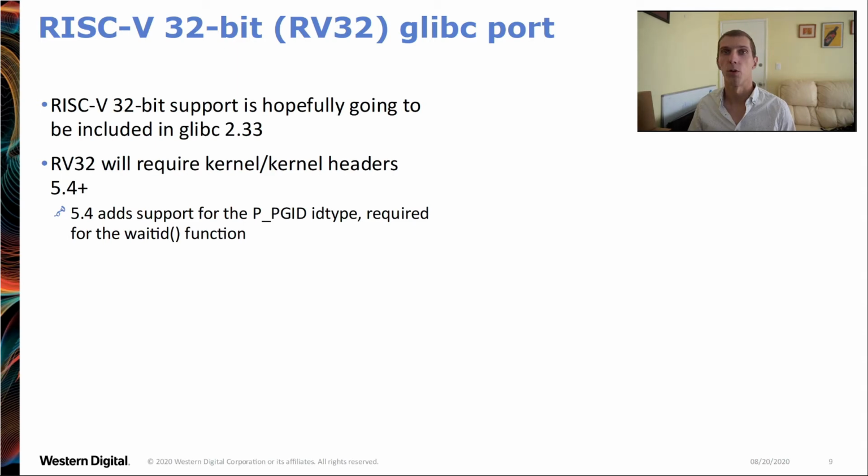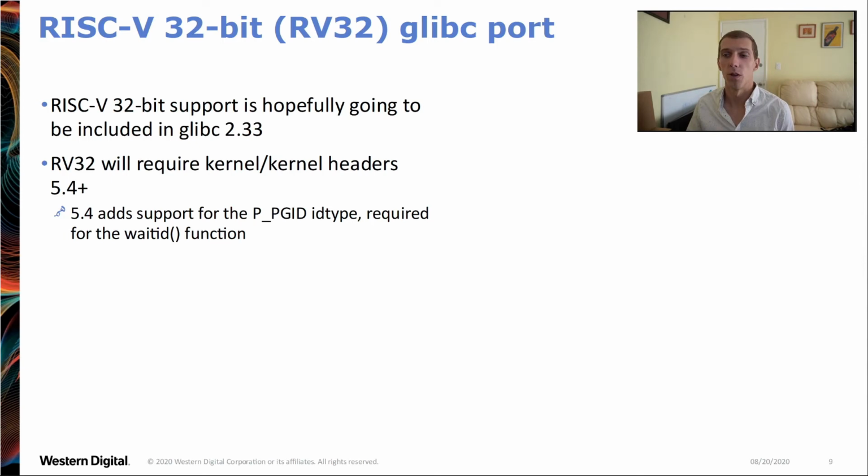The 5.4 kernel fixed this by adding the P_PGID ID type for the waitid function, and this is what we need in order to fully replicate the waitpid syscall. Because of this, the RISC-V 32-bit port and all other 64-bit time_t 32-bit ports will require the 5.4 kernel or newer. So it's been a fair bit of work to get here. We've converted all these other functions across. We've done not just the 32-bit RISC-V port, but all this other generic work.